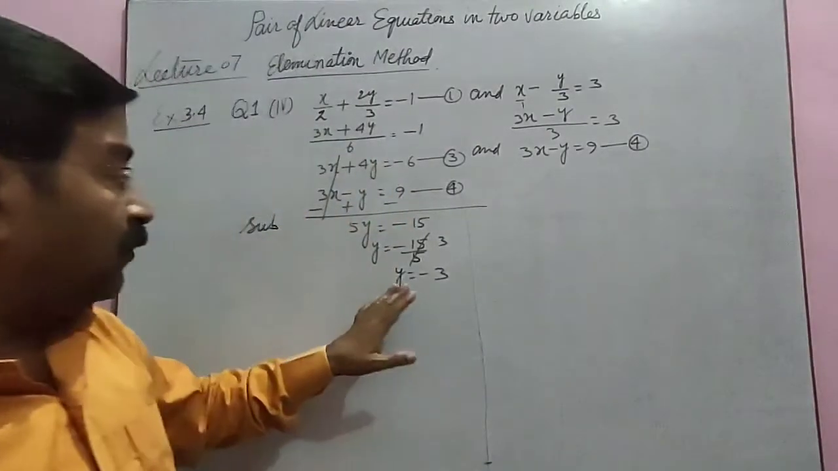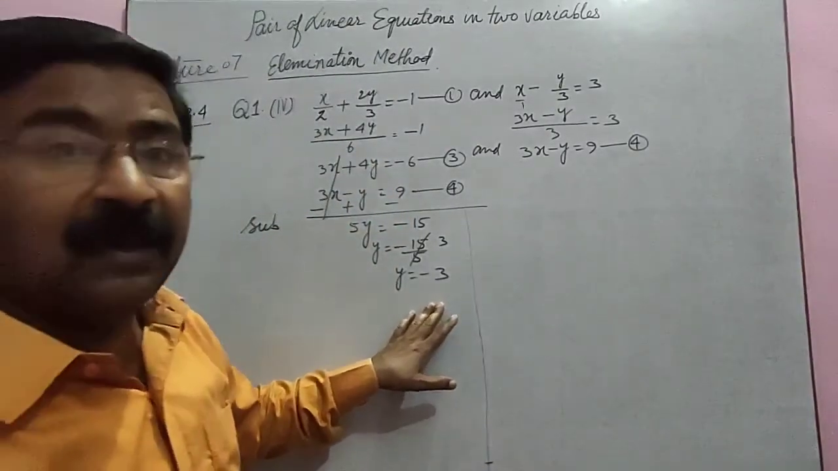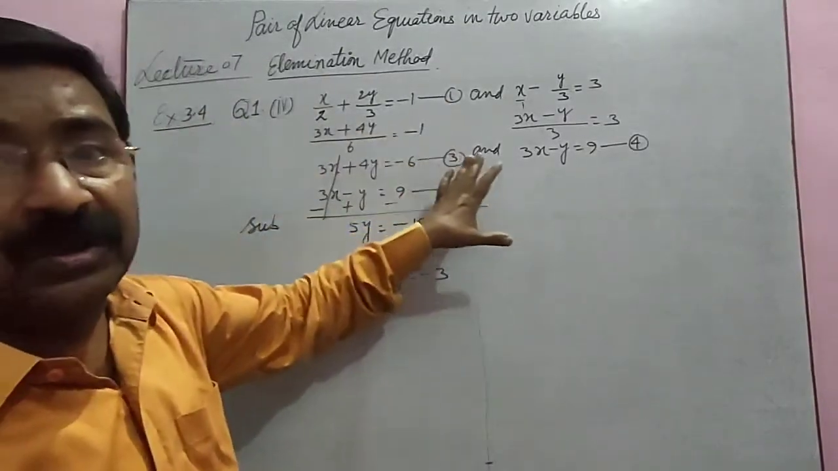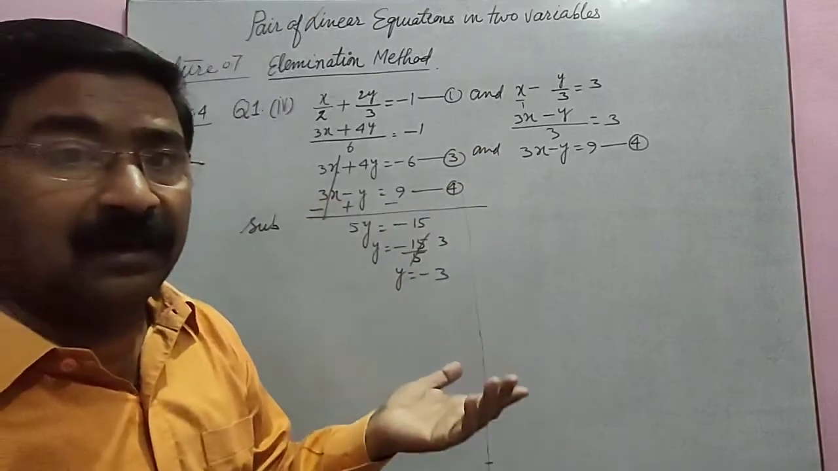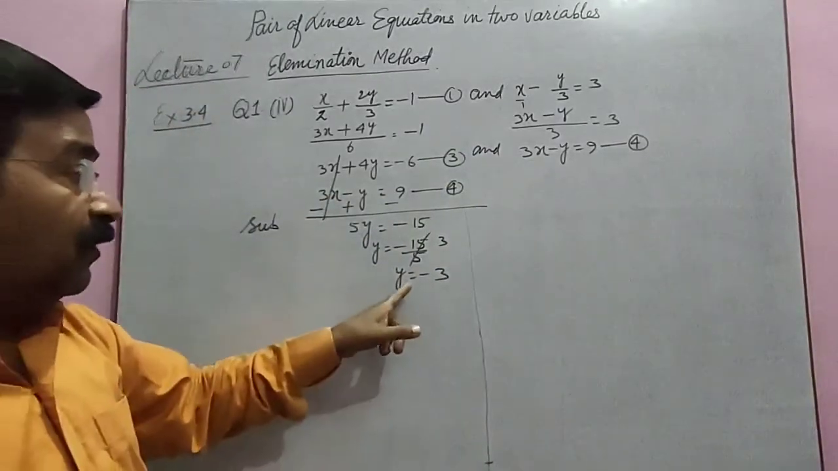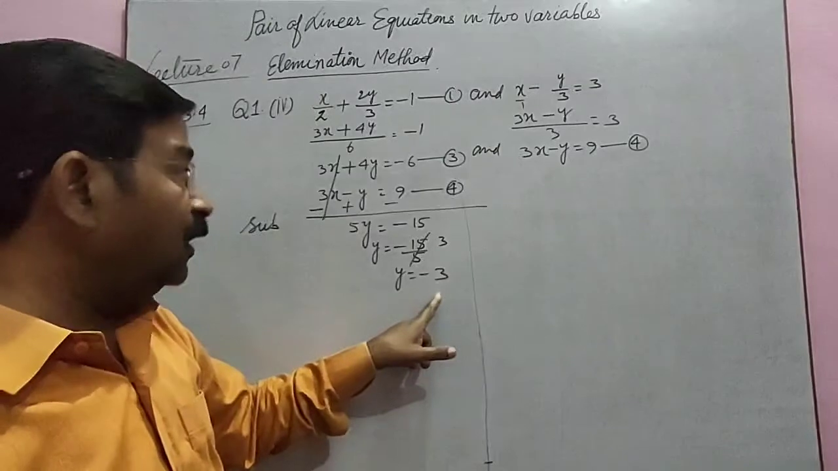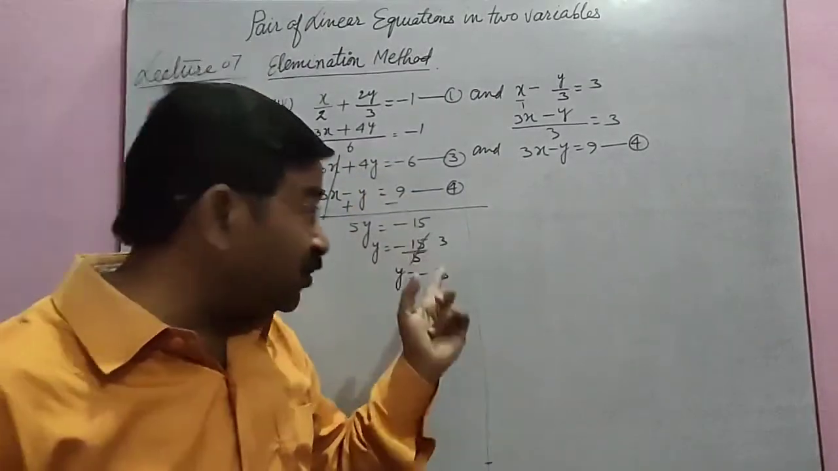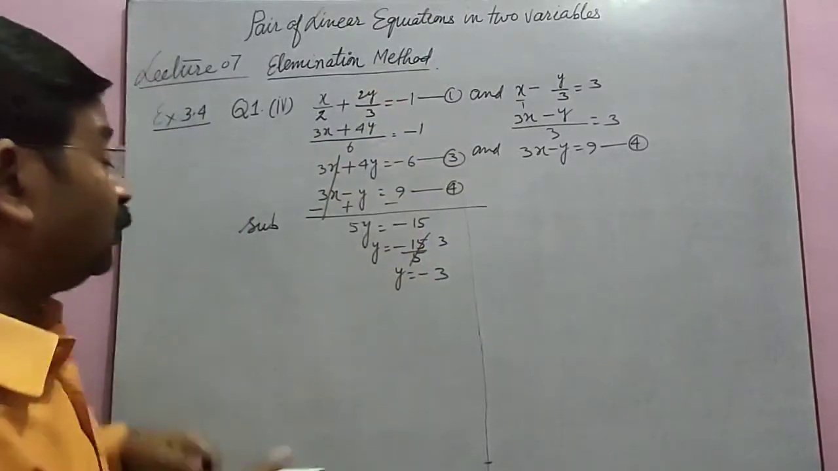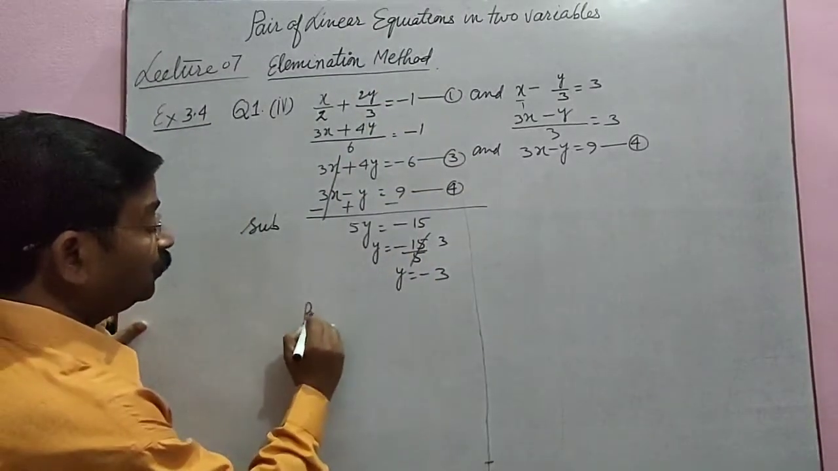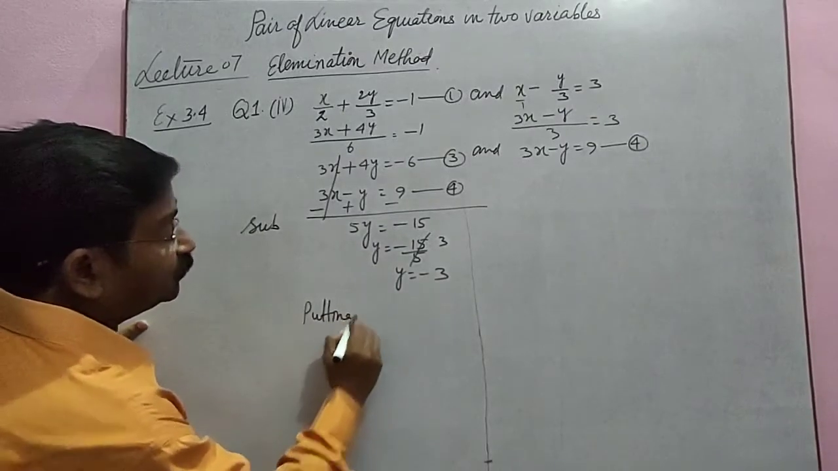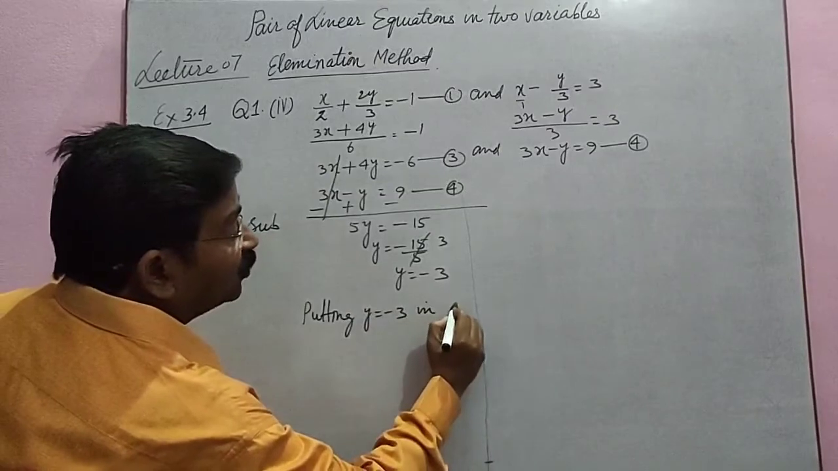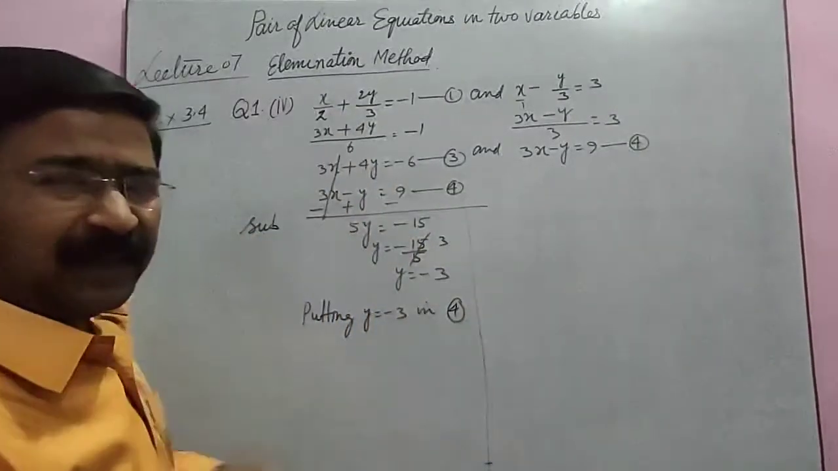Means once I have got the value of one of the variables by elimination, now I substitute this value in any of the equations to get the value of the other variable. Like we have got the value of y as minus 3, we can put the value of y in any of the equations. That is elimination, and after that substitution. So I am writing, putting y is equal to minus 3 in equation number 4 or equation number 3, as you wish.